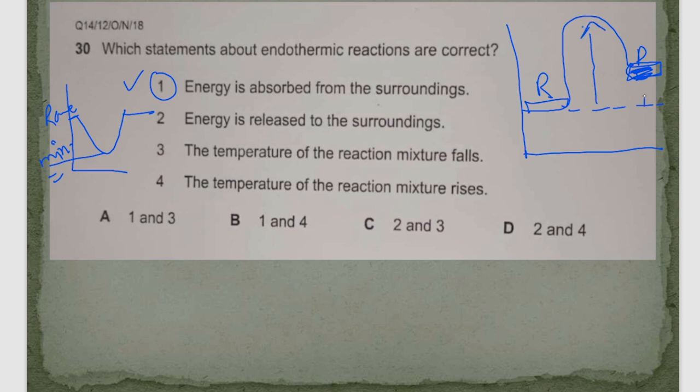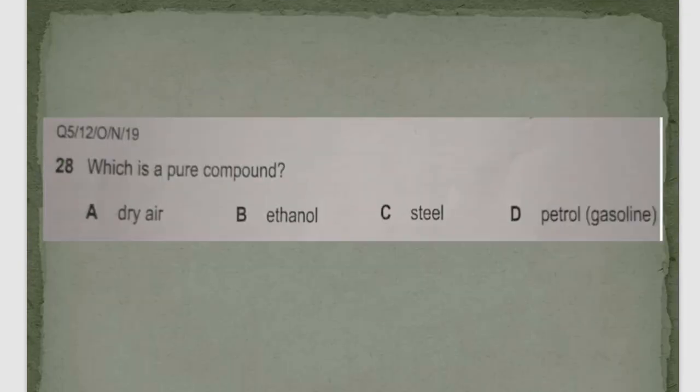In the endothermic reaction, they absorb energy. More energy is absorbed in bond breaking than released in bond making. So that's why we say that energy is absorbed. And always remember, in endothermic reactions, energy is not released, and the temperature of the reaction mixture falls. In an exothermic reaction, energy is released and temperature rises. So these are the options for the exothermic reaction. The correct option is A. The answer is 1 and 3.